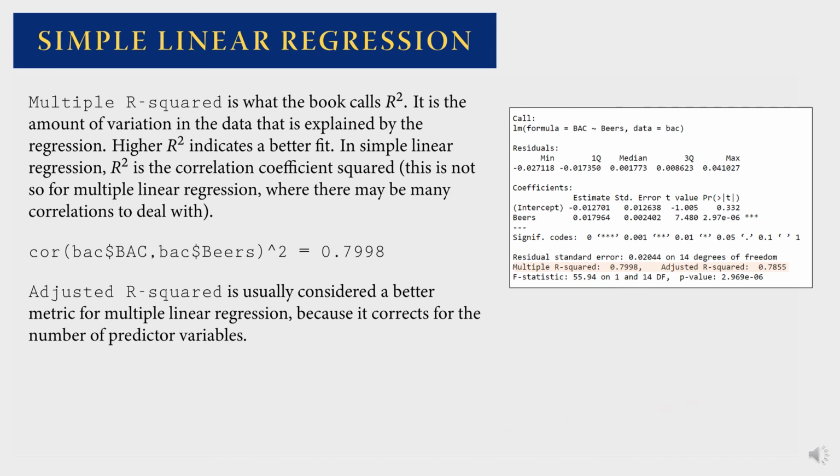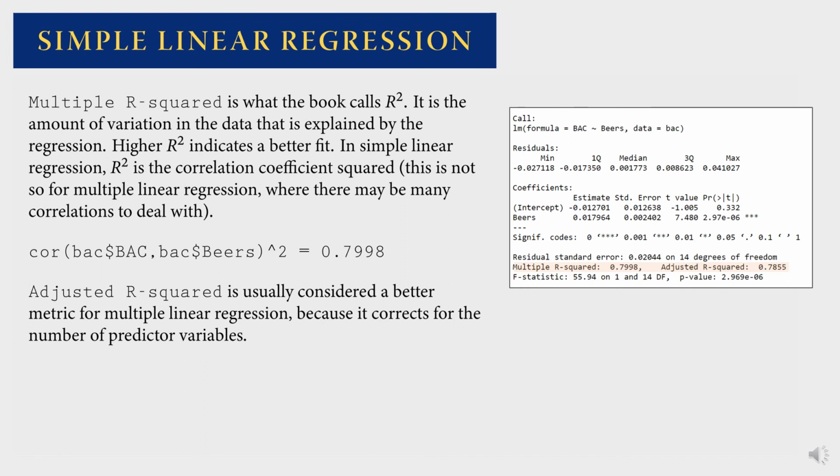What R calls multiple R squared is what most books simply refer to as R squared. It's defined as the proportion of variation in the data that is explained by the model. When we get to multiple linear regression, I'll talk about adjusted R squared, but here we're doing simple linear regression, so we don't care about the adjusted R squared.